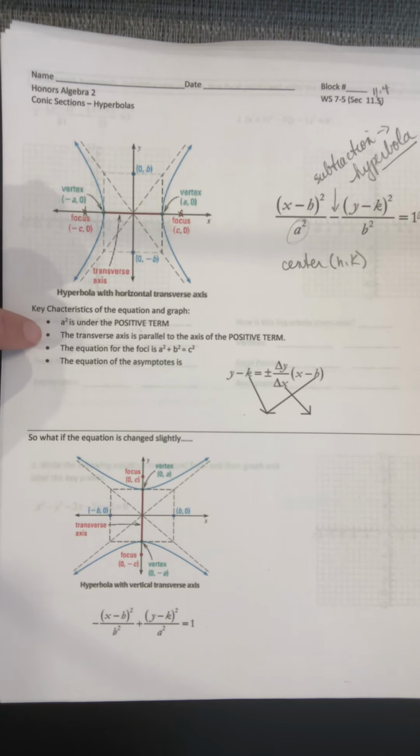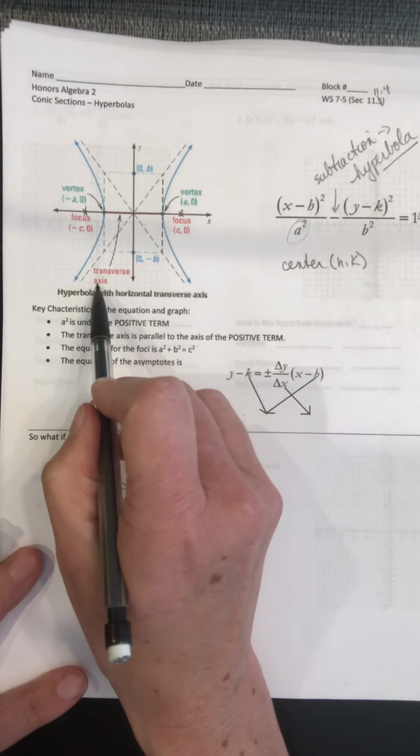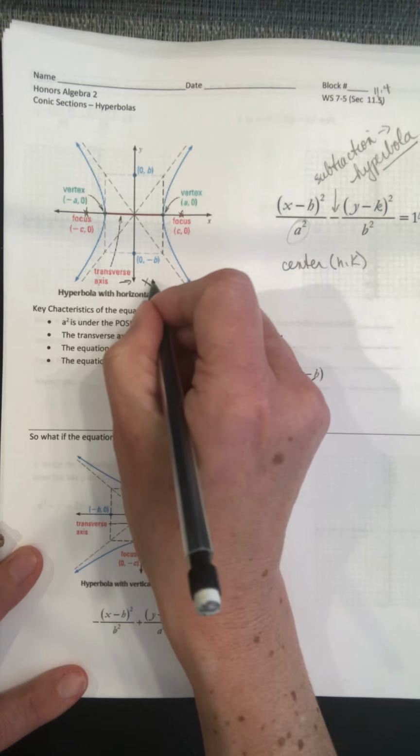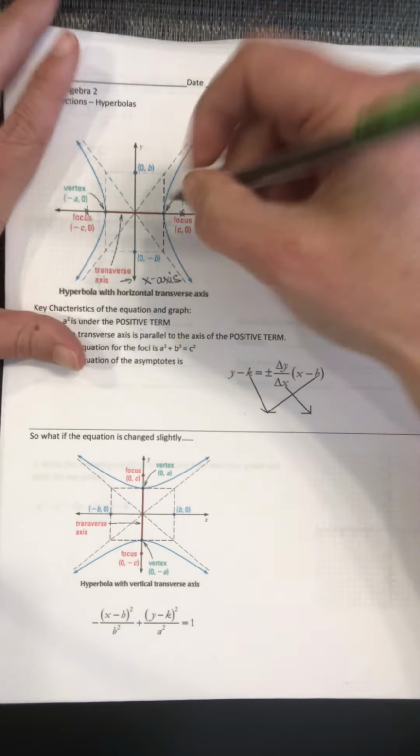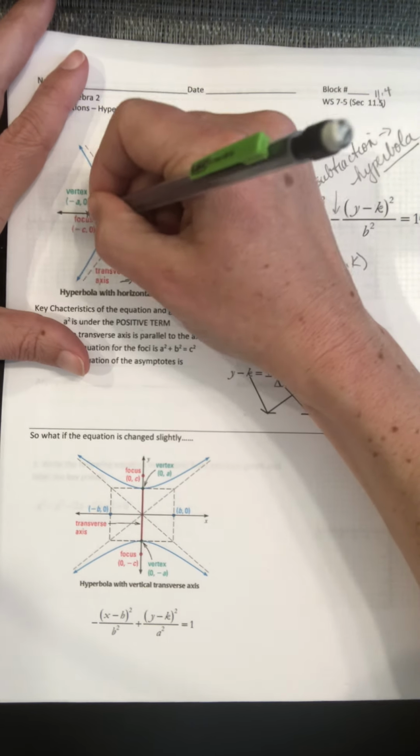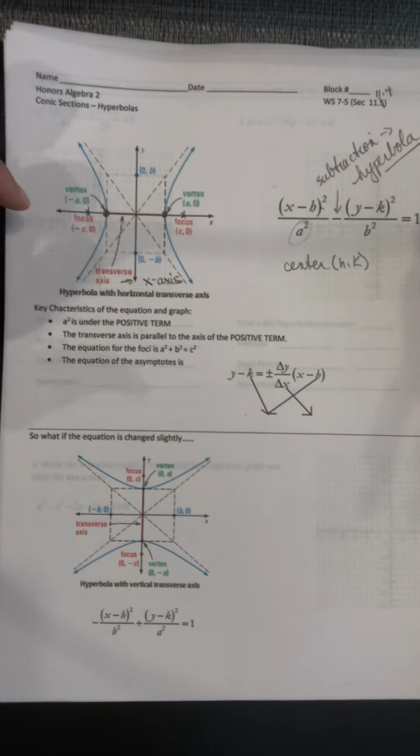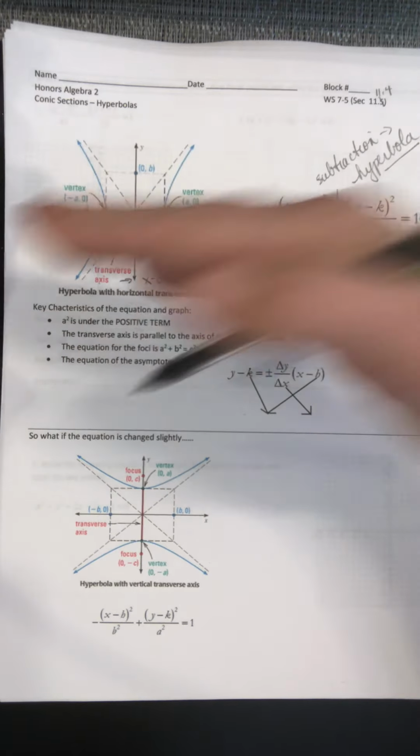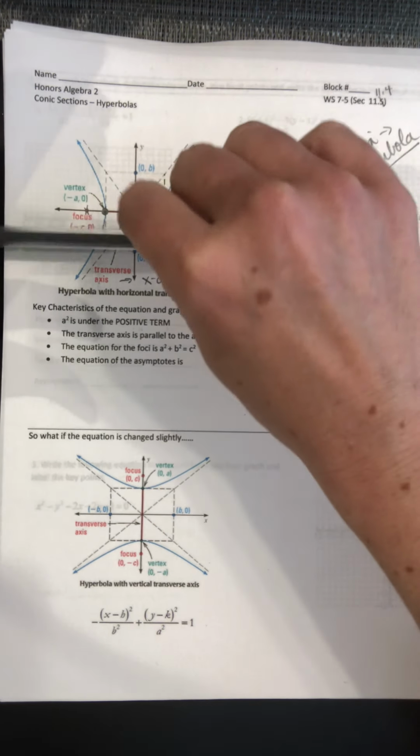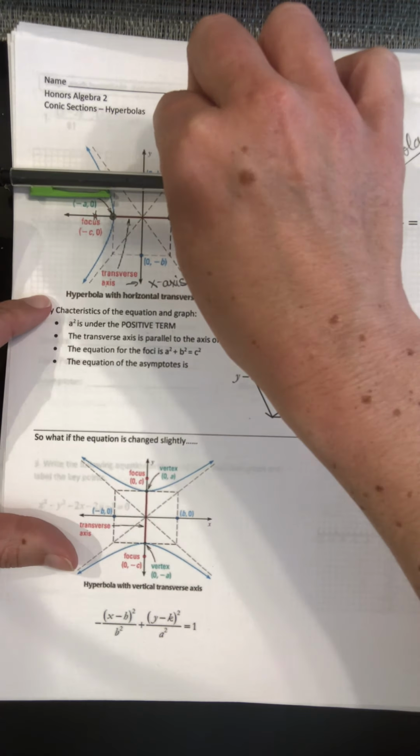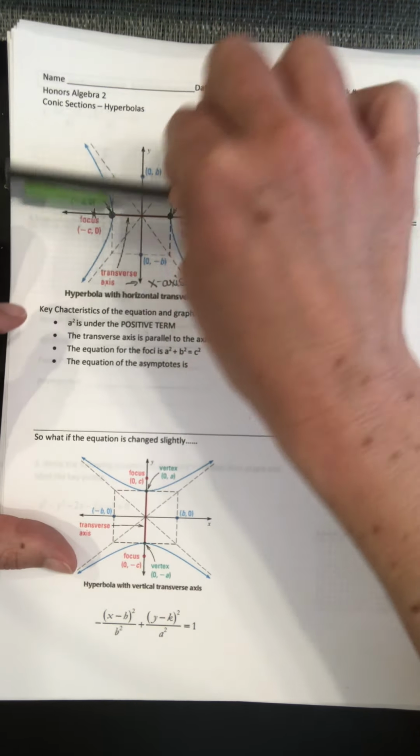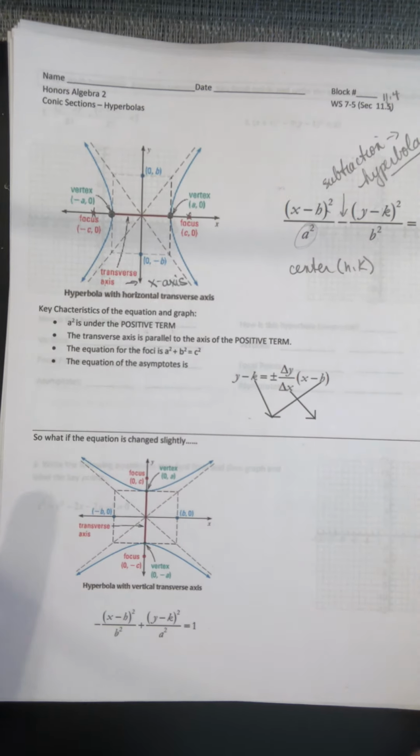The transverse axis, okay, is always parallel to the axis of the positive term, okay? So this guy, the transverse axis, is going to be the x-axis, okay? So you can see your vertices, right, are actually on the x-axis. If we shift this up or down or left or right, your transverse axis would go through, okay, those vertices, all right, but it would always be parallel to that x-axis, all right?